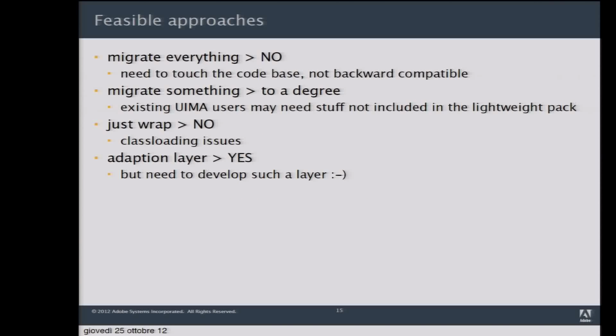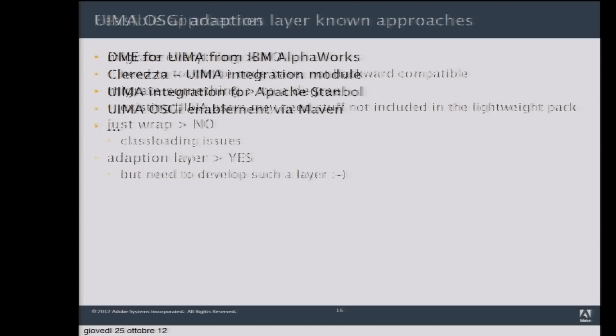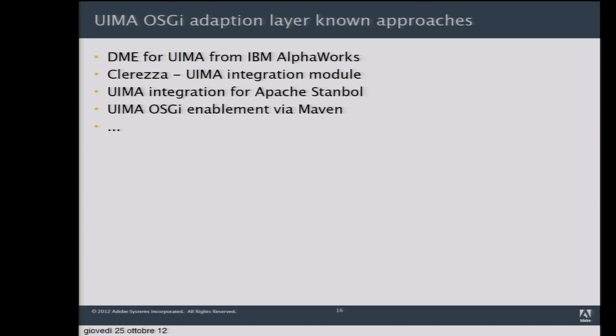So, among the feasible approaches, the adaption layers seemed to me the best one, because I had some OSGi experience. I knew both the frameworks, and so it seemed the most important thing. We just didn't touch the code bases. And so that's the way we chose.